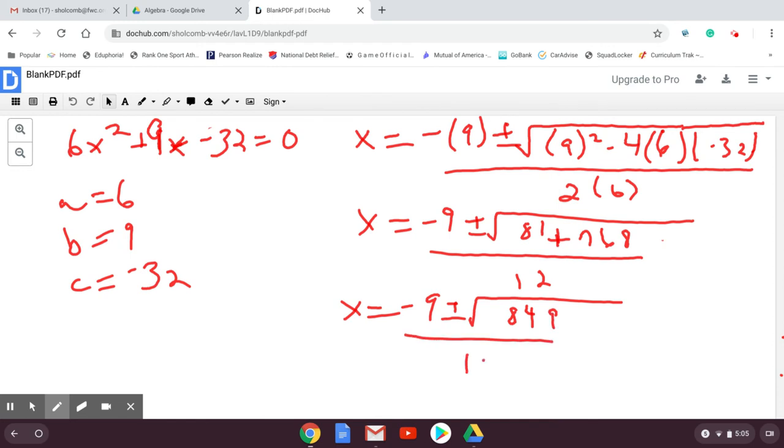divided by 12. At this point, guys, it becomes a calculator problem. Okay? You've got to be able to take that negative 9 plus or minus the square root of 849 divided by 12 and just figure out how to punch it in. So please listen carefully. The first thing that you do is you take the negative sign on the bottom of your calculator and do negative 9, and we're going to go across the top first. Negative 9 plus the square root of 849.